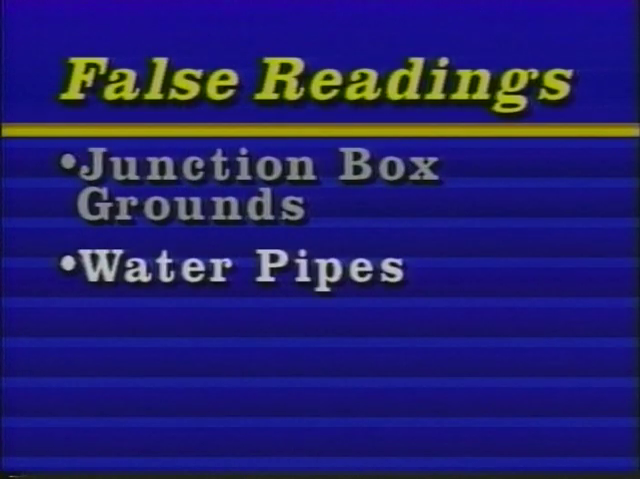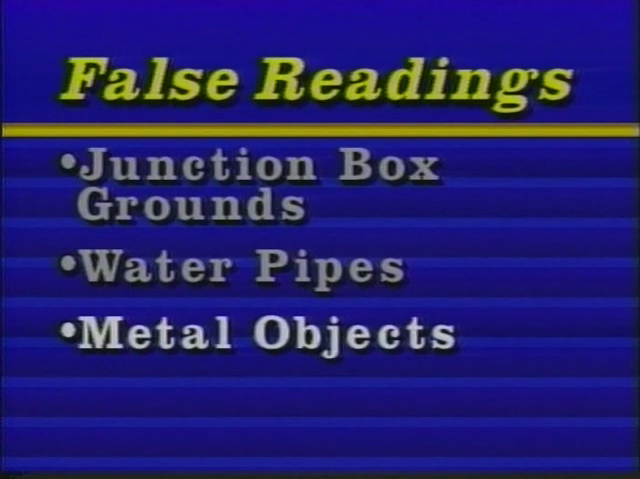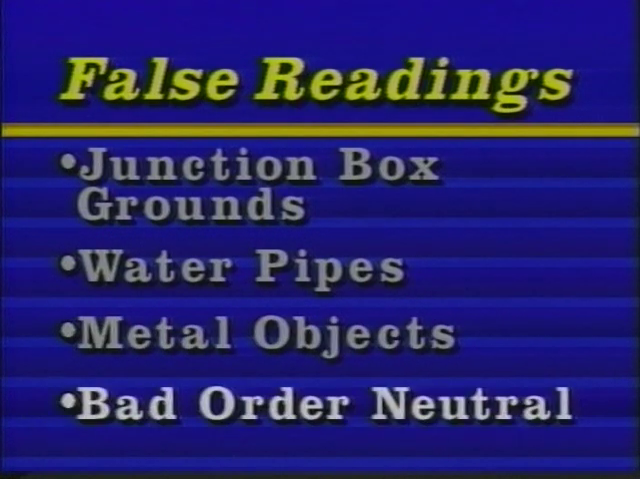If the ballistic impulse meter returns to a normal setting at some point 30 to 40 feet past the spot where the meter reading fell off, that spot may not be the area of the fault. Junction box grounds, water pipes, and other metal objects around the cable can disturb the magnetic wave in a given area. A bad neutral can also create this false reading.